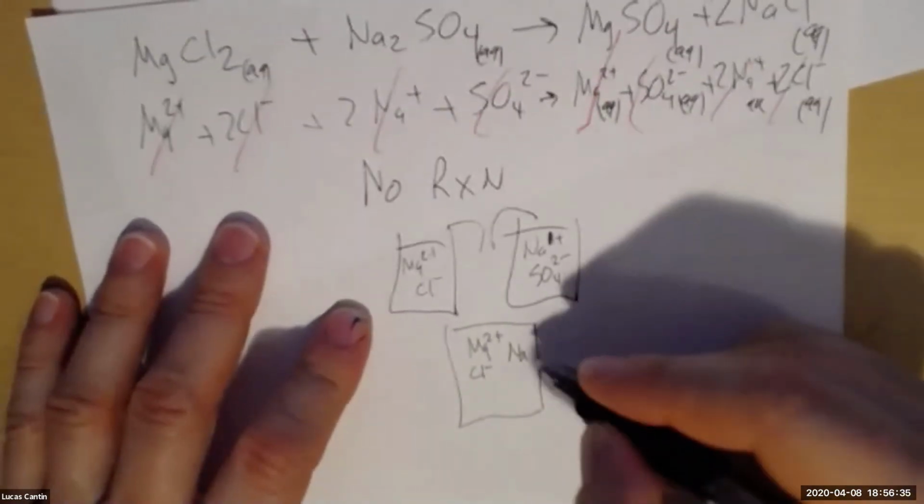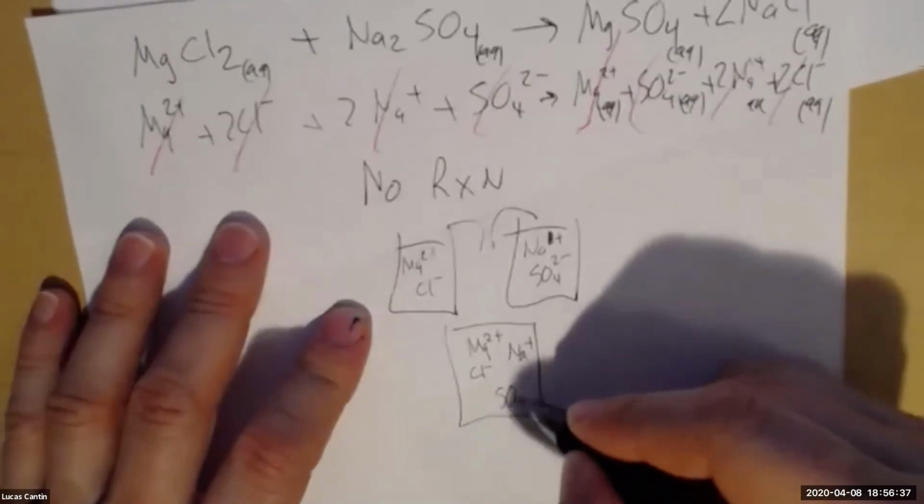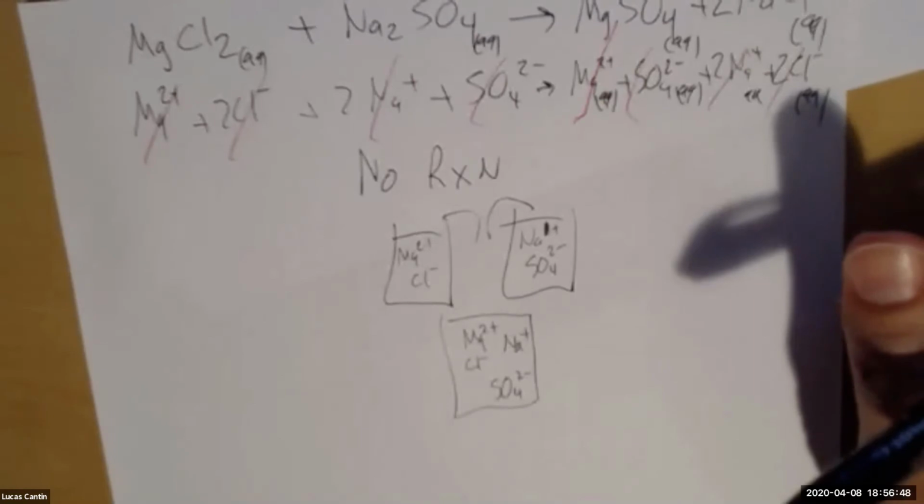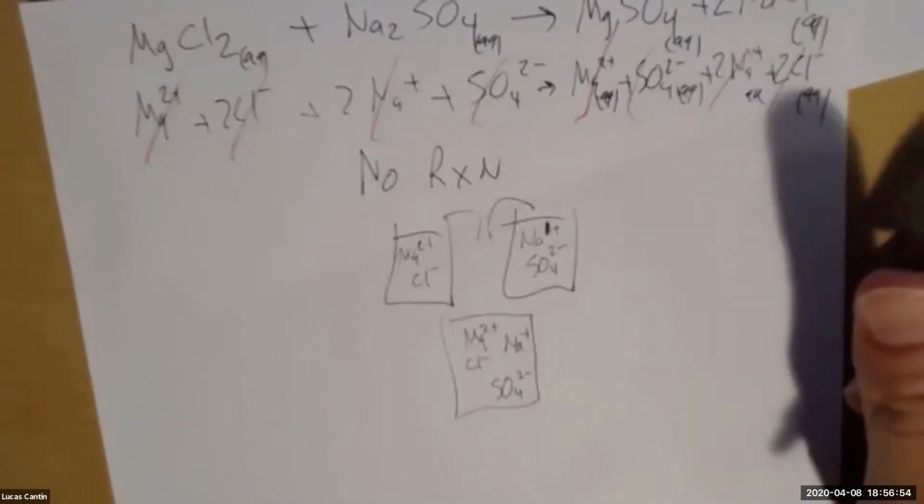Plus sulfate 2 minus. There we go. All right. So that can happen. Everything's soluble before and after. And so for whatever test, I would give you a solubility table, or that kind of information would be given in the problem if you did not have a table. All right. Thank you.